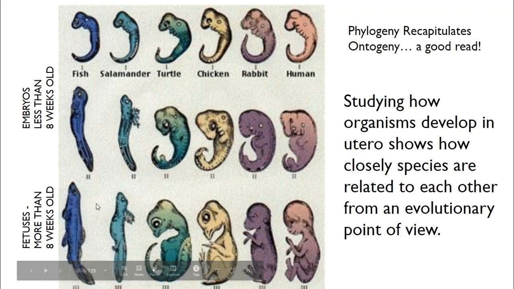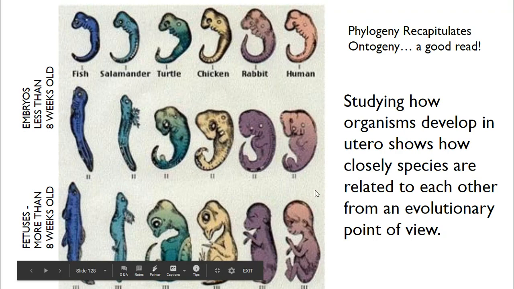And take a look at the rabbit and the human, how similar they look. They're starting to look different. The older you get inside the womb, the more different you're going to start to look from other organisms. But it's just amazing to see the development inside the body when we're this little, how you can tell who our ancestors are, where we came from, who we're more closely related to.